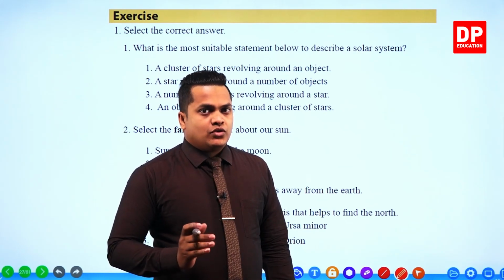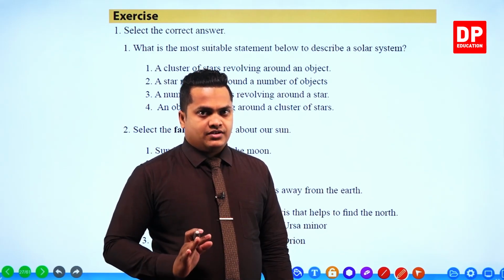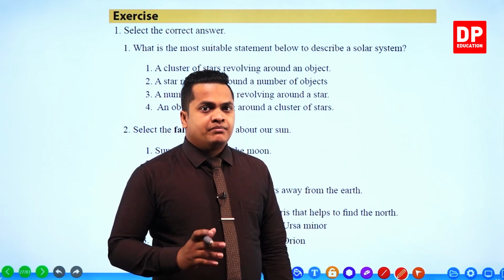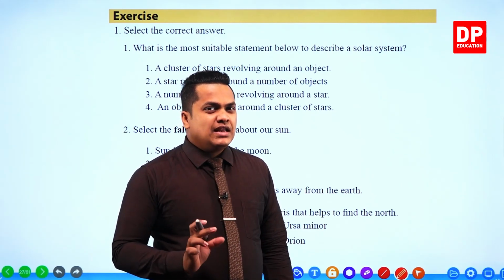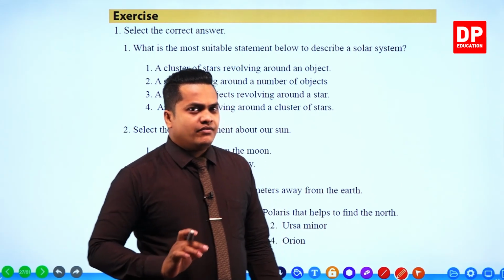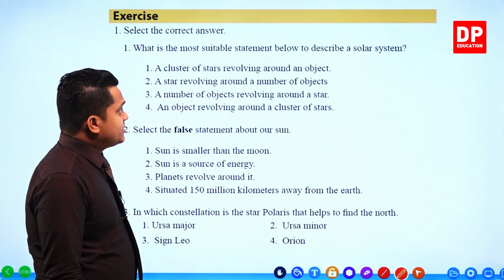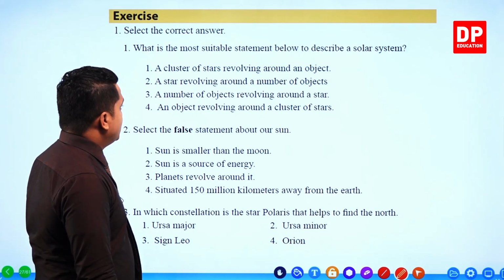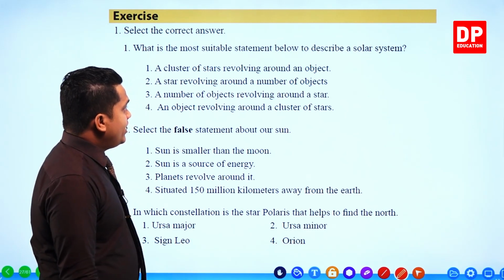Okay, so around this star, all the other planets are revolving, mainly because of the gravitational pull or the gravitational force. Okay, so let's see what are the things given, and from that we'll select a correct answer. So the most suitable statement below to describe a solar system: a cluster of stars revolving around an object.